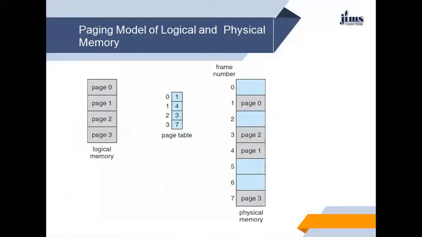So page 0 is located in frame 1. On the right you can see page 0 is located in frame 1, page 1 in frame 4, page 2 in frame 3, and page 3 in frame 7. So this is the pictorial representation of how the pages can be mapped to frames.